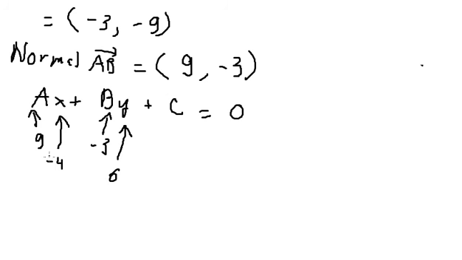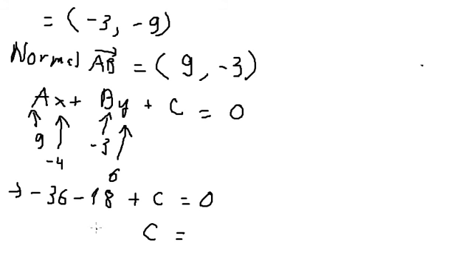So this one, 9 with negative 4, we have negative 36. This one, negative 18. We have C. So we can find the value of C in here. Negative 36, negative 18, we have negative 54. So if we put this one to the right, we have 54.